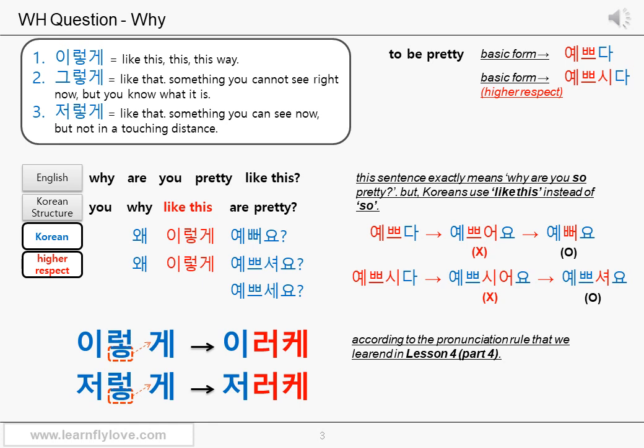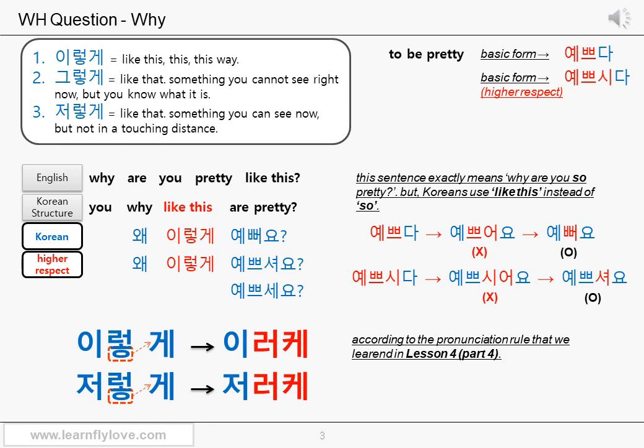We talked much, let's get back to the sentence. Why are you pretty like this? Let's rearrange the words. It's getting easier for you to position the words in a Korean sentence structure, isn't it? We saw the subject you. Let's put it first, but we know it's useless. And as we learned, we put why right next to the subject. You know, without the subject you, it will position at the head of the sentence.